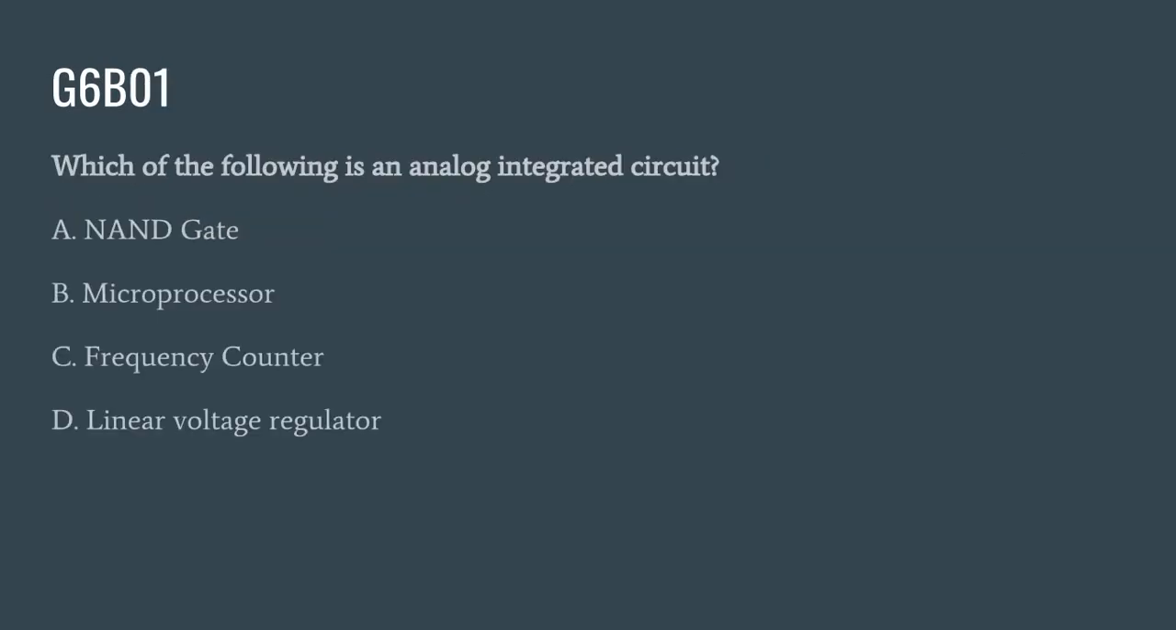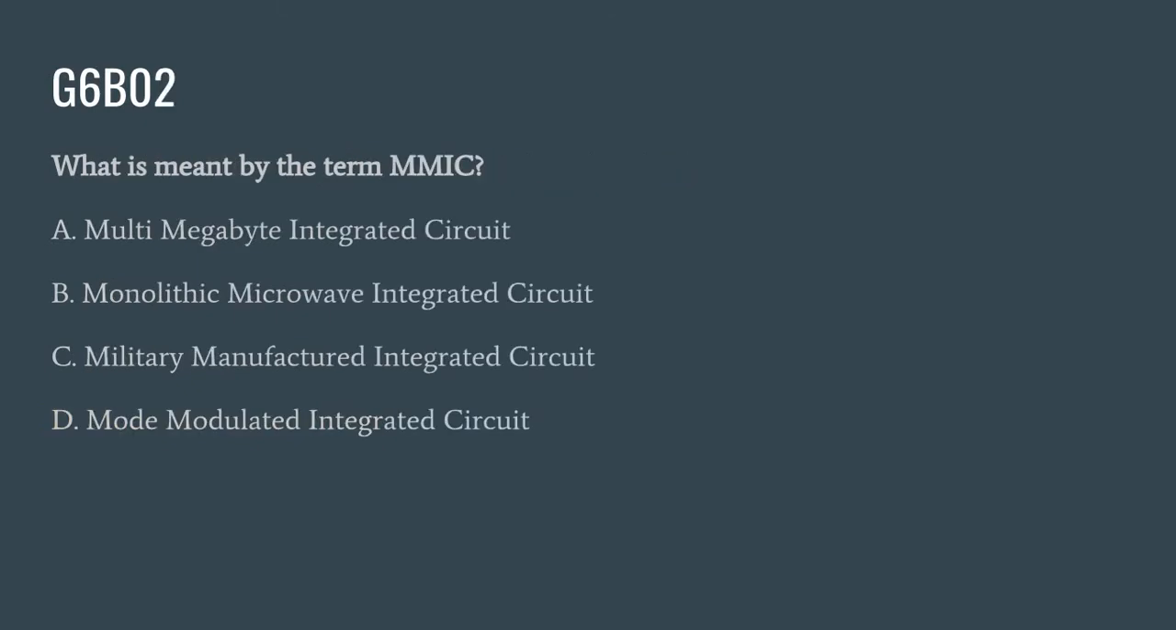First up, G6B01, which of the following is an analog integrated circuit? A, NAND gate, B, microprocessor, C, frequency counter, or D, linear voltage regulator. Correct answer here is D, linear voltage regulator.